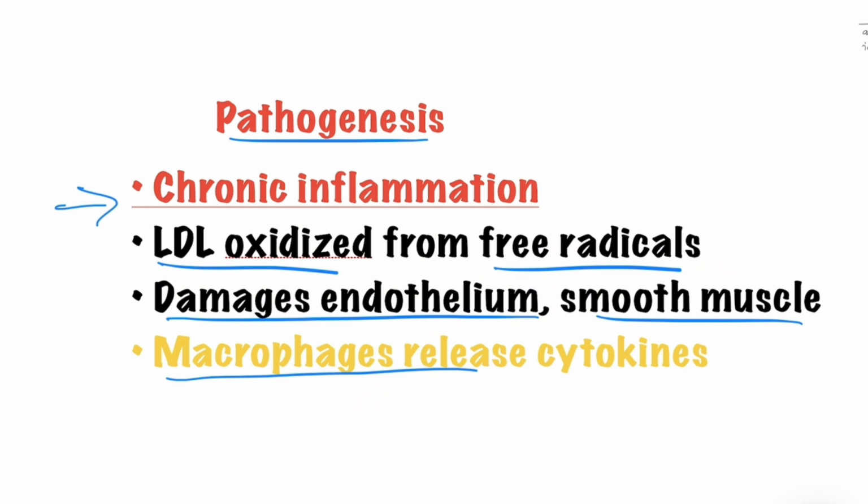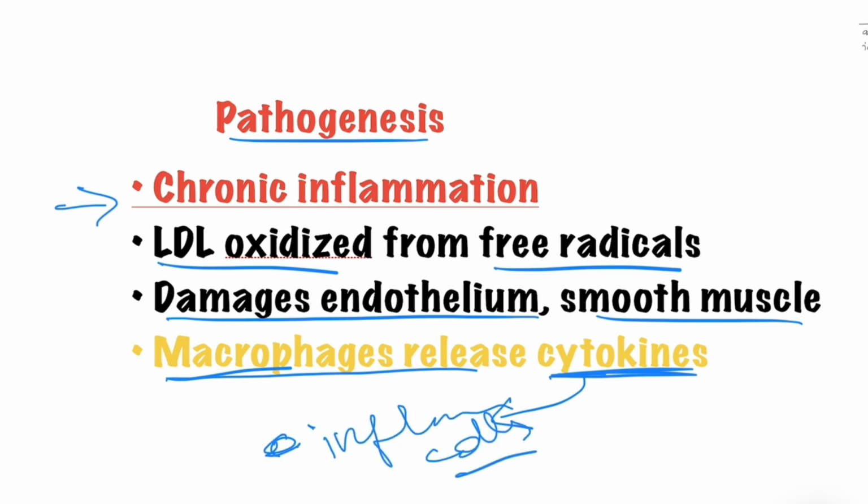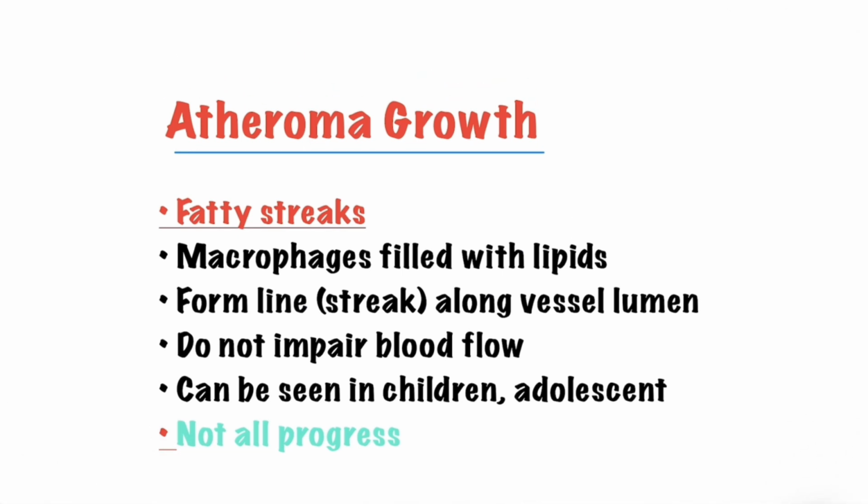Because of that, the macrophages release cytokines, and the cytokines bring more inflammatory cells. The more macrophages bring the cytokines in, the cytokines bring more inflammatory cells, and chronic inflammation occurs. So the question is how the atherosclerosis occurred and how the atheroma plaque formation occurred.